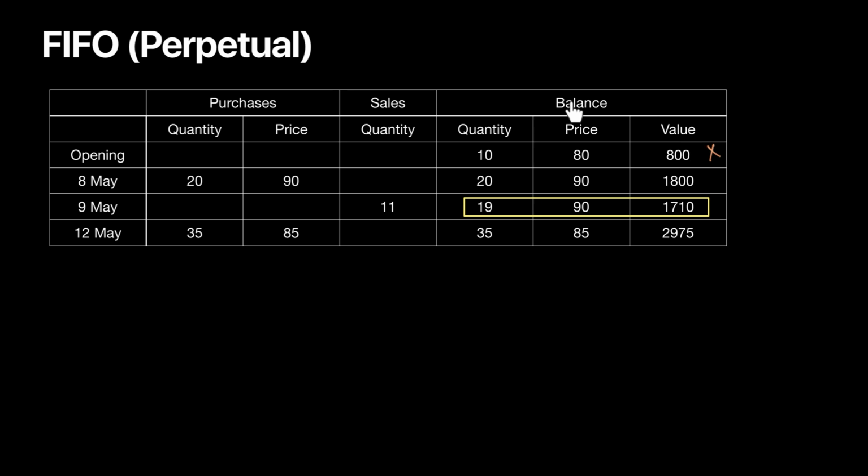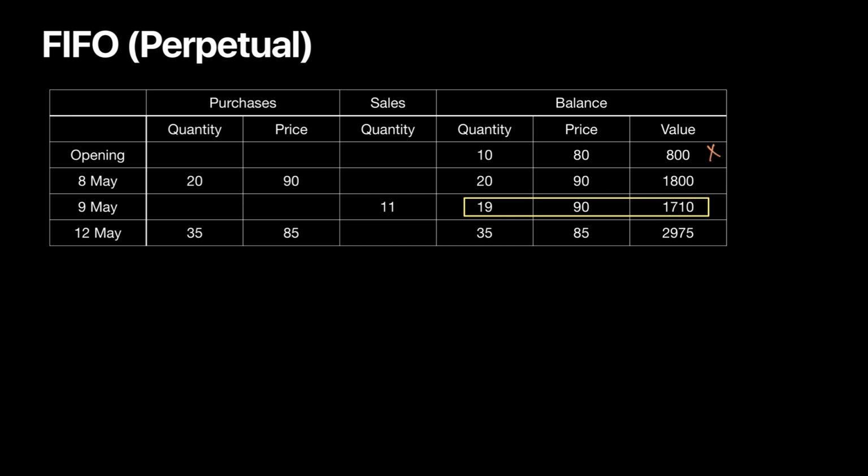So we initially started off with these two balances. This was your opening inventory. This was your purchase. Out of this, your opening inventory has been sold. From this, one unit has been sold. So you're still left with 19 units. That's at $90, worth $1710.